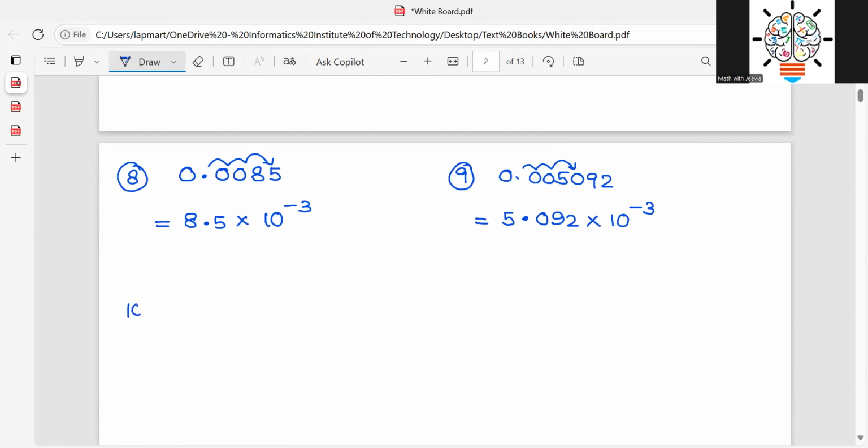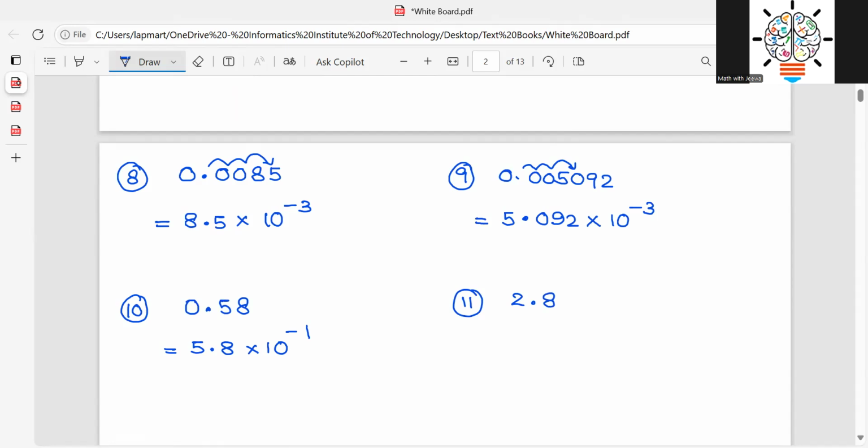So the 10th one, let's say you have 0.58. Now what happened? You just write 5.8 times 10 to the power of negative 1. Right? So let's say that you have the 11th one, 2.8.